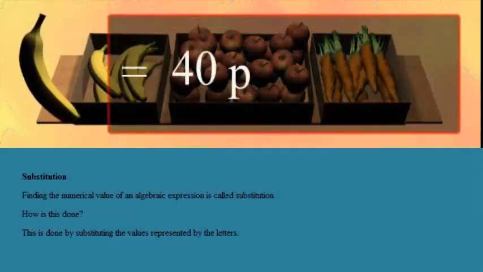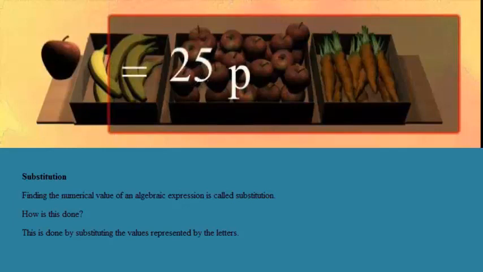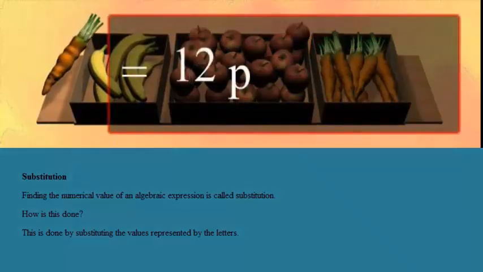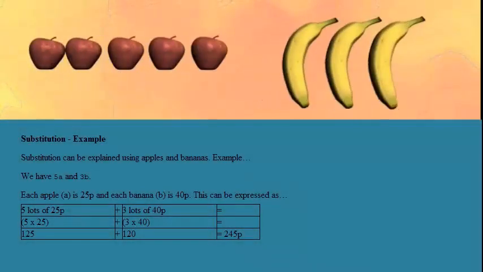Finding the numerical value of an algebraic expression is called substitution. How is this done? This is done by substituting the values represented by the letters. Substitution can be explained using apples and bananas.